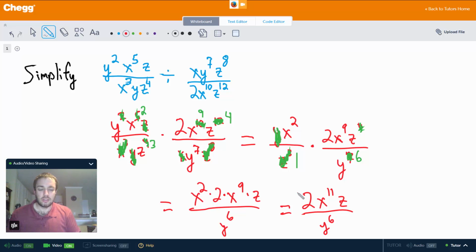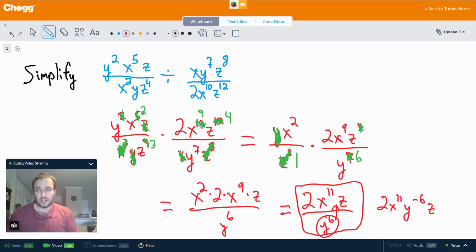All right, and that's our final answer there. So depending on how you are with negative exponents, you may also want to say 2x to the 11th y to the negative 6 times z. So we can bring this y up into the numerator if we make that exponent negative. So that is an option, but depending on the instructions, they might say leave all the exponents positive, in which case you'd have to answer like this, and this would not be allowed.